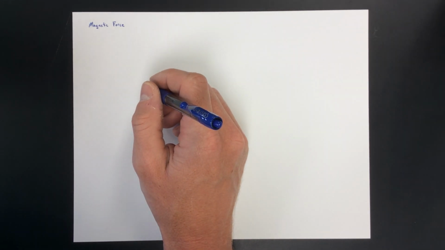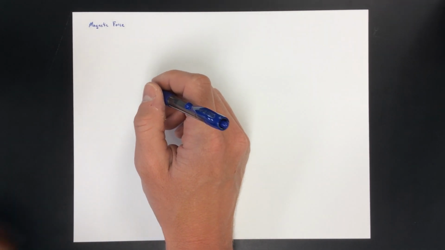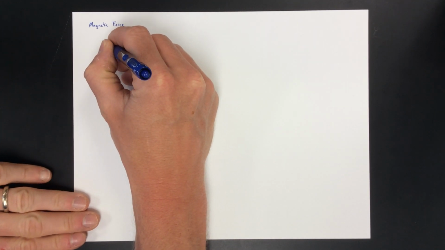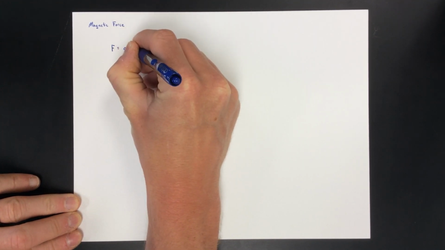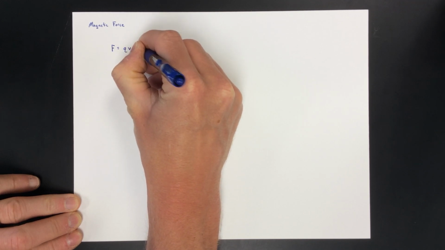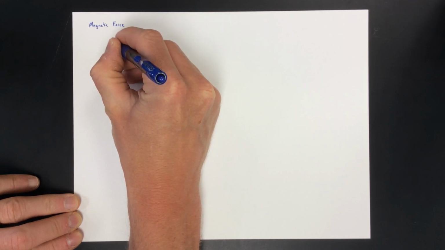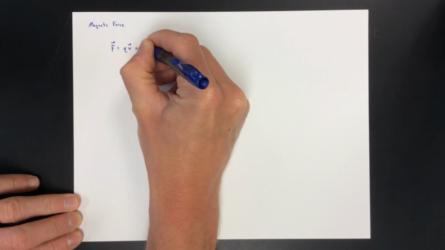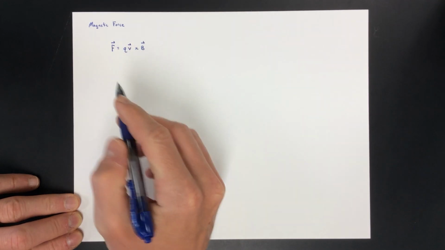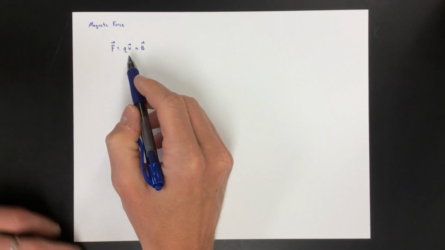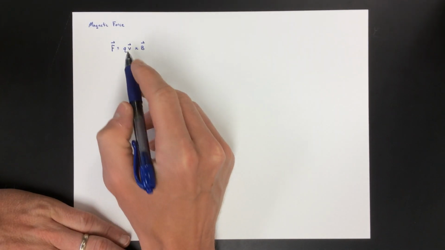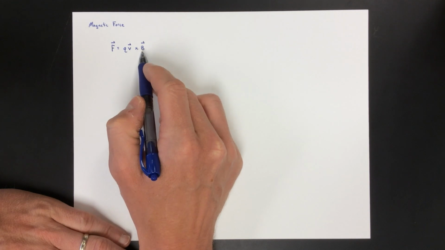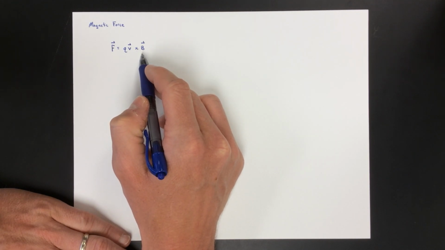Let's go ahead and take a look at the magnetic force. The magnetic force F equals QV cross B. Forces again are vectors, and in this case it's a cross product. It's very similar to torque equals R cross F, in that the force is going to be perpendicular to both the velocity vector and the magnetic field.